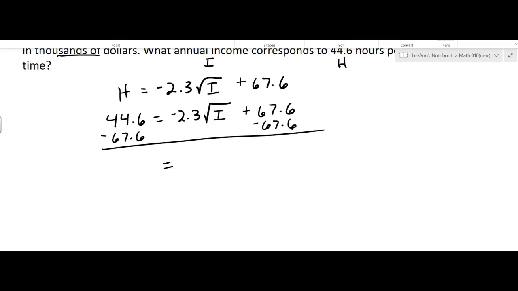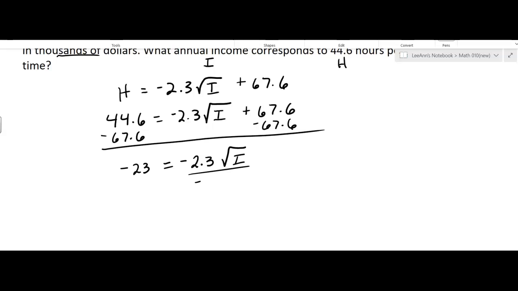And what do we get? It's a Saturday for me, so I'll just pull out my calculator. 44.6 minus 67.6. And I get negative 23. That's interesting, huh? Times the square root of I.